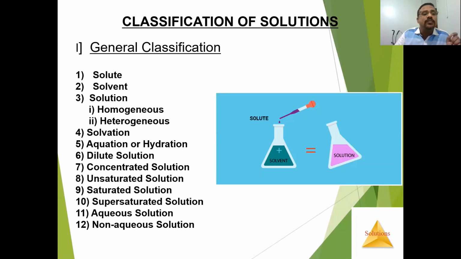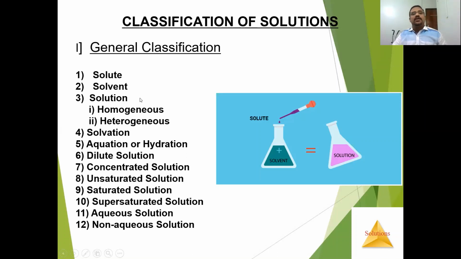What is solvent now? Solvent, the substance which is present in the large quantity in the given solution, is called a solvent, which is of continuous phase, continuous form. So the solute is the substance present in the small quantity in the given solution, and the solvent is the substance present in the large quantity. Now here the third definition, solution, the name of our chapter.